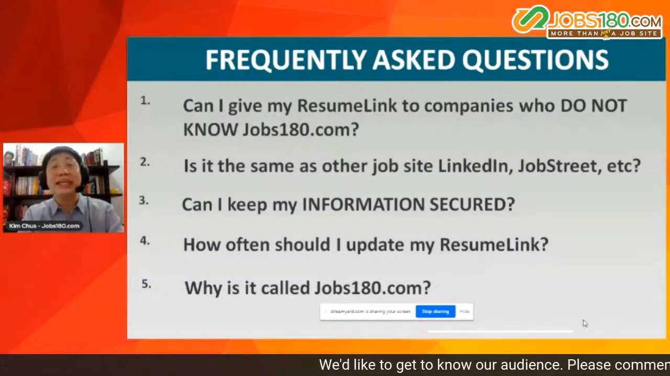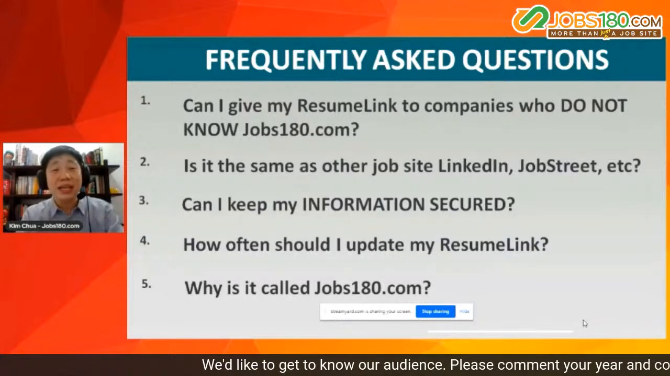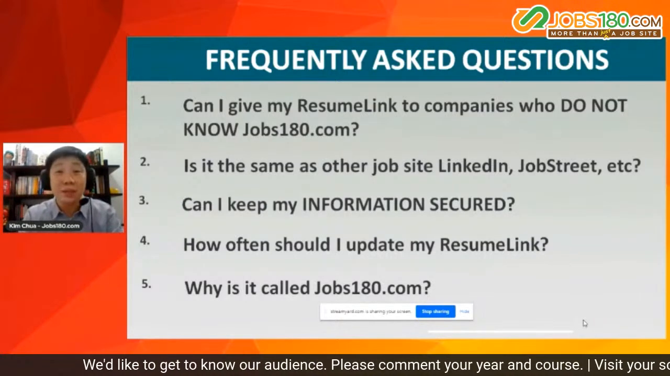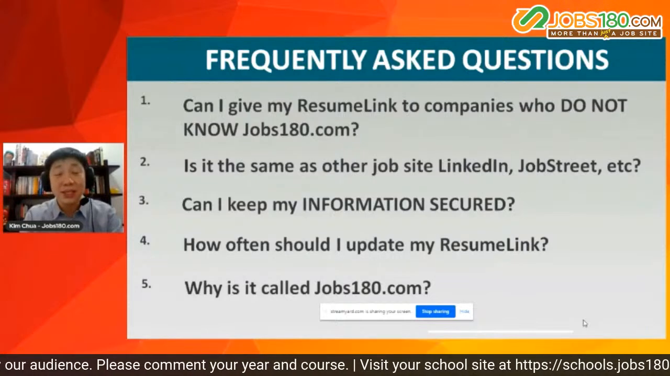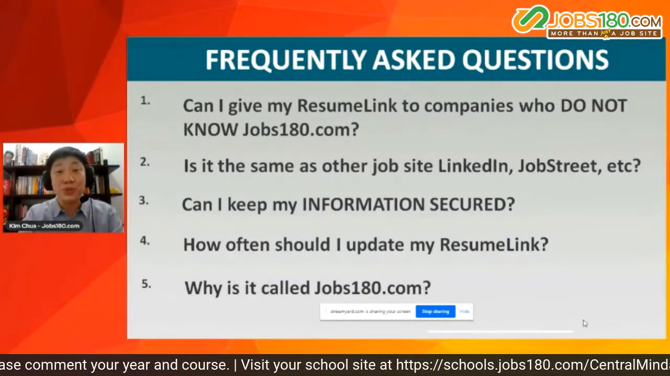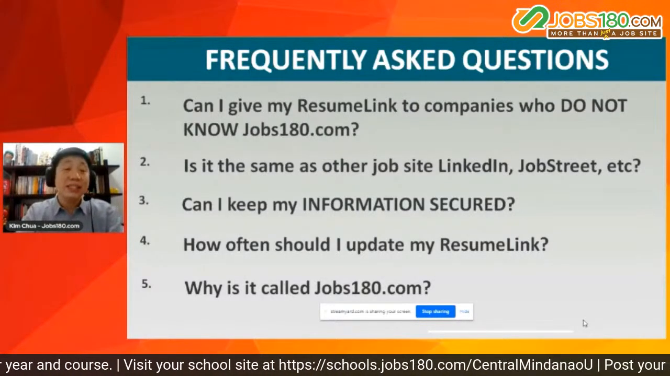Number 3 question is the easiest question. Ang tanong dito is, can I keep my information secured? I hope by this time, na-convince ko na kayo na ito na ang pinaka-secured na platform. Okay? That's the reason why I'm sharing this to you. Okay? Number 4, I think this is the most important question.